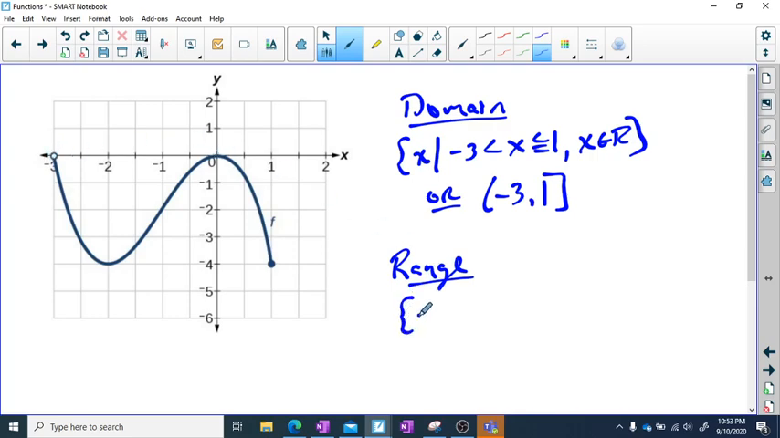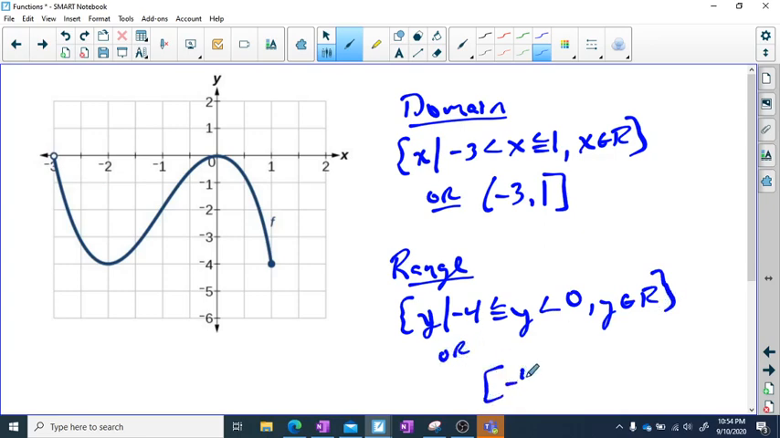So here it is in set notation: y such that -4 is less than or equal to all the y values, which are then in turn less than 0, no equal sign on that one because of the open circle right here. And then we're talking about real numbers again. Or in bracket notation, square bracket on -4 up to, not including, 0, so I'd have a round bracket on that one. So there's the domain and range of those two graphs.